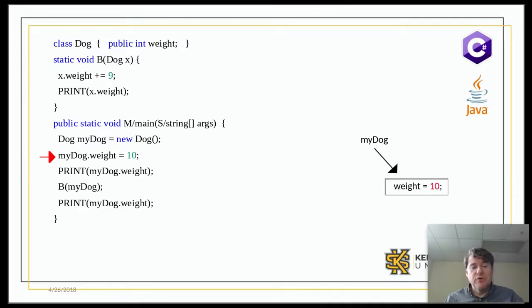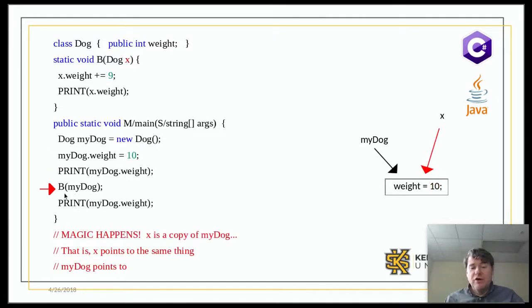What happens next? So my dog's weight equals 10. So my dog dot weight, my dog is the variable that I just created, and its weight, which is the variable inside of that object, is set to 10. So we update that. So far, nothing surprising or weird. If we print out the dog's weight, of course, that's going to print 10 to the screen. So now we're going to make a call to B.